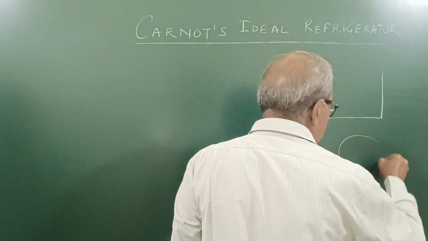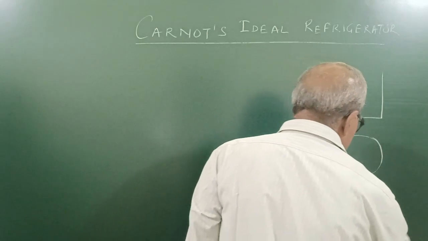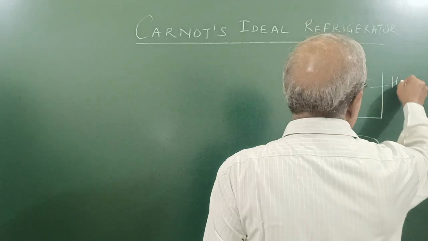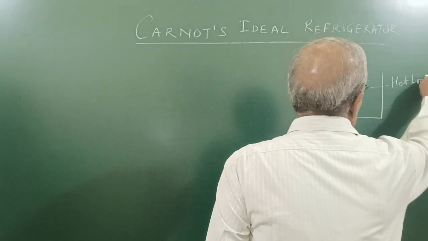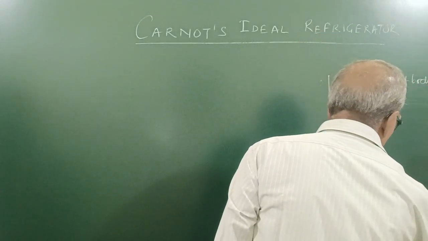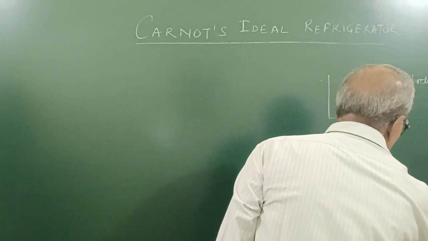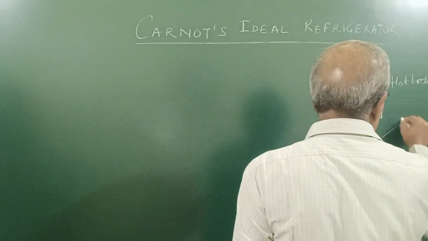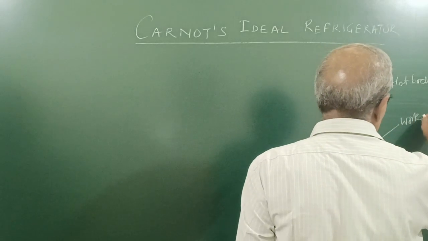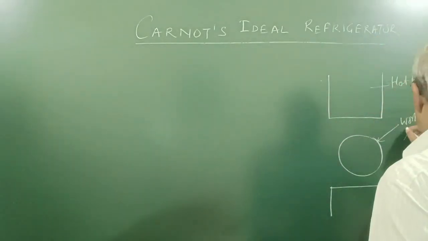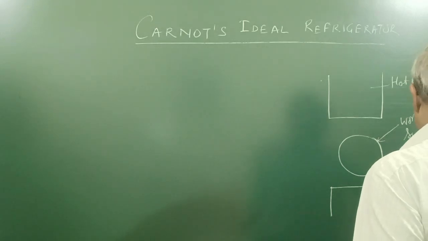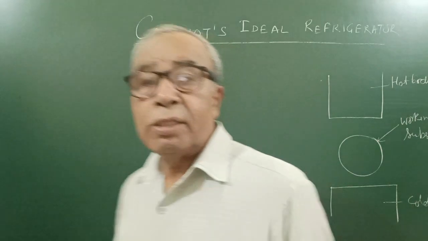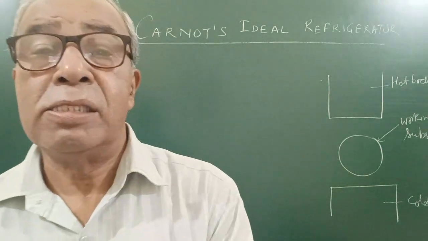Here we represent the symbolic diagram. Hot body, cold body, working substance. This is the symbolic diagram of refrigerator.